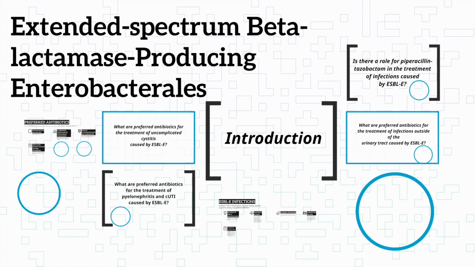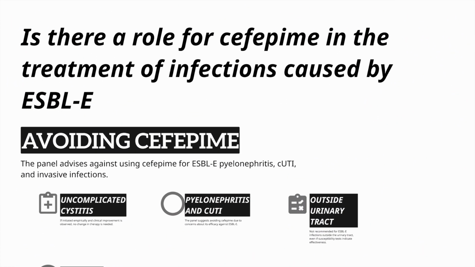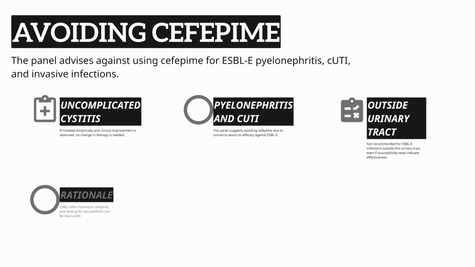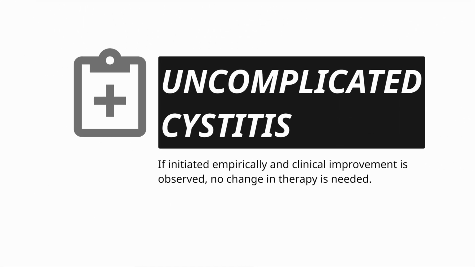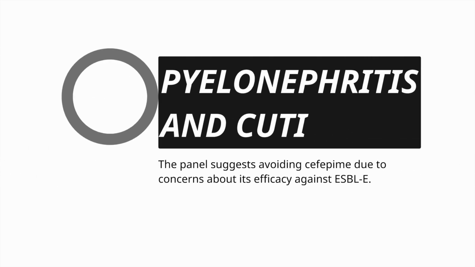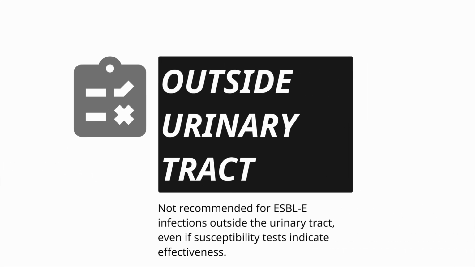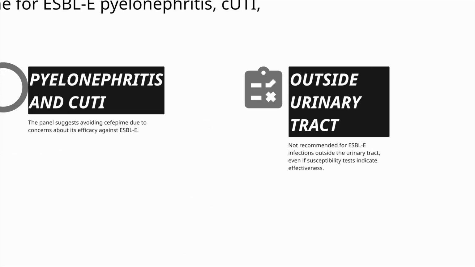So finally, we'll come down to whether cefepime can be used in treating ESBL infections. As you can see here, clearly avoid cefepime. The panel is against using cefepime in any of the infections of ESBL Enterobacteriaceae. In uncomplicated cystitis, if initially a therapy is started and you observe improvement, then you may not alter your treatment. Other than that, it is better to avoid. Avoid in pyelonephritis, avoid in complicated UTIs. Regarding outside urinary tract infection, avoid them, even if susceptibility is being reported.